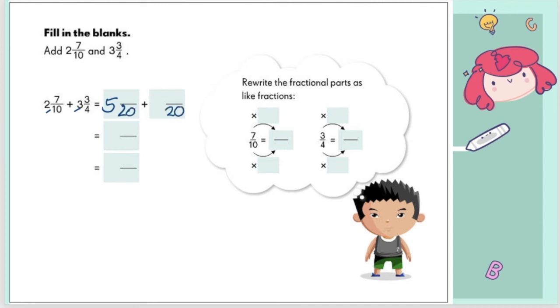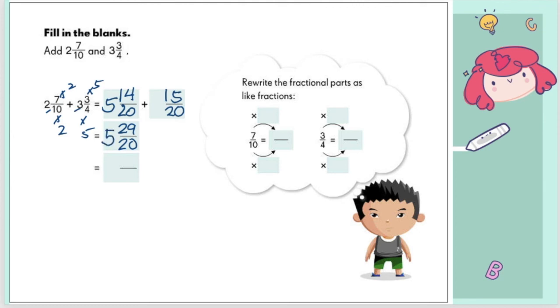So 10 times 2 is equal to 20. 7 times 2 is equal to 14. 4 times 5 is equal to 20. 3 times 5 is equal to 15. Now that they are already like fractions, let's add the numerators. 14 plus 15 is 29. We'll retain the denominator of 20, and let's put the whole number 5.